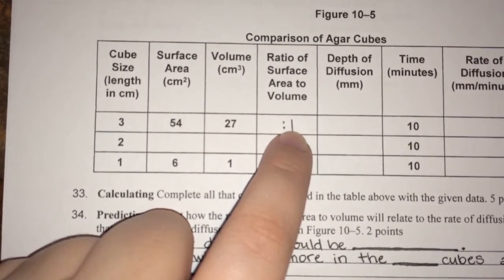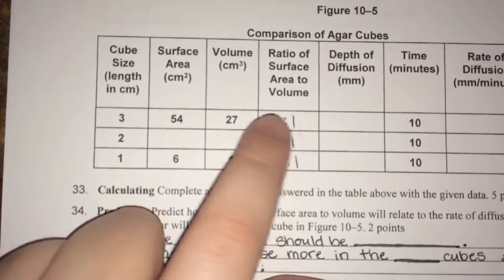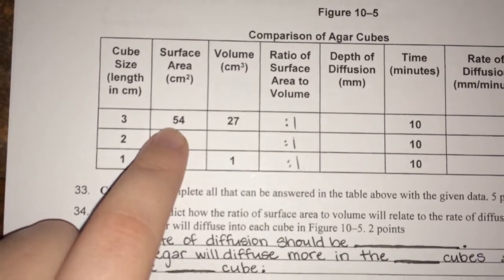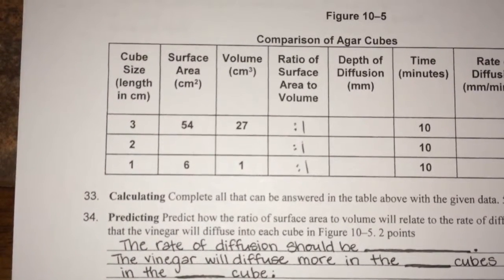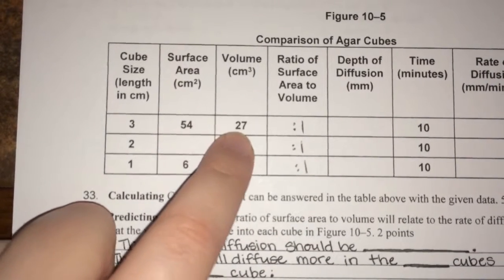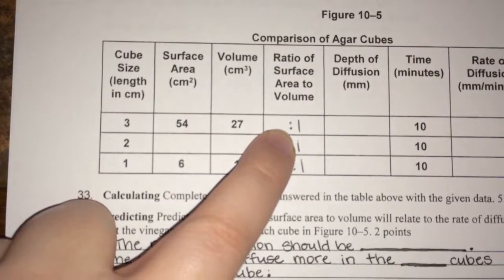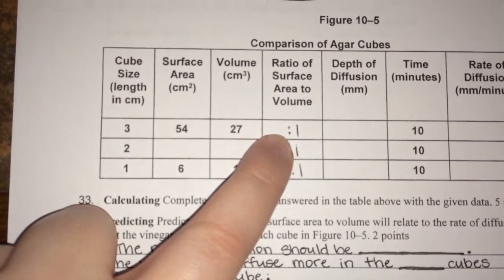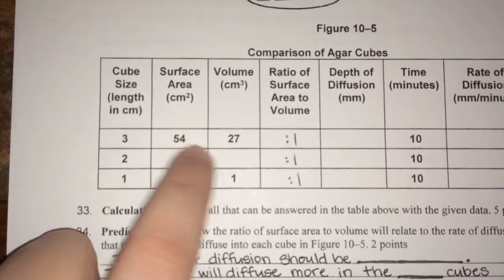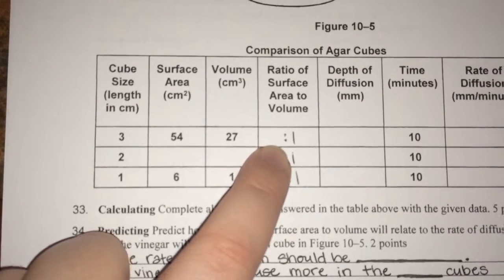So for each one, I put in 1 is going to be your volume, and how many times does that volume go into that surface area. So a ratio, to find a ratio, we use division. So you're going to take this number and divide it by this number, and that'll be the beginning of your ratio. So surface area divided by volume leaves you a ratio of something to 1.